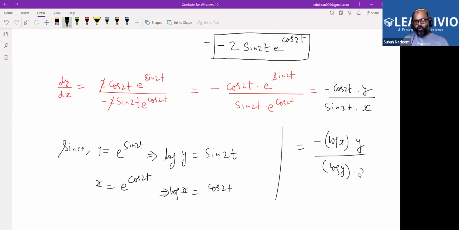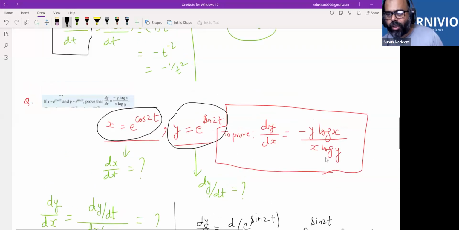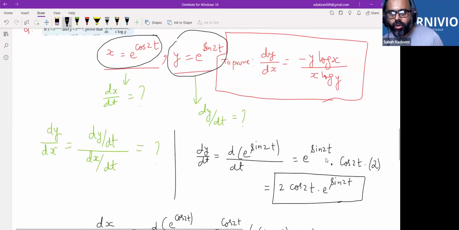So log y into x. So this can be written as minus y log x by x log y. So this is what we have to prove, dy by dx equals minus y log x by x log y. Now you can write it down, then I will scroll it down.